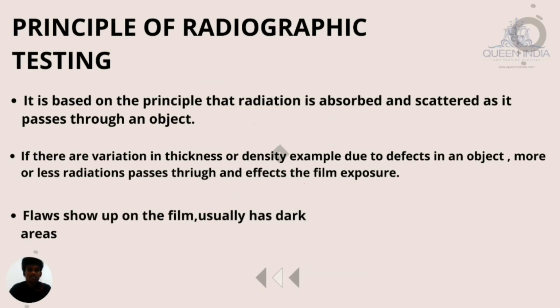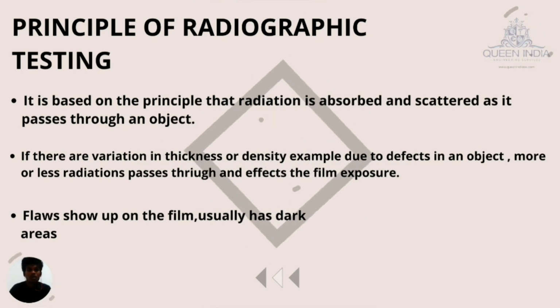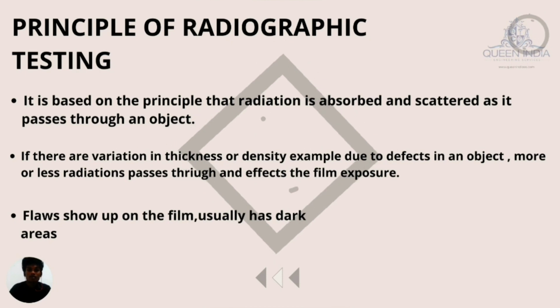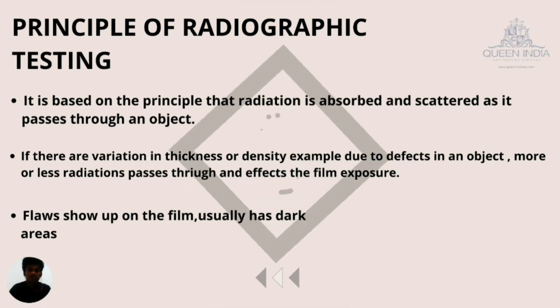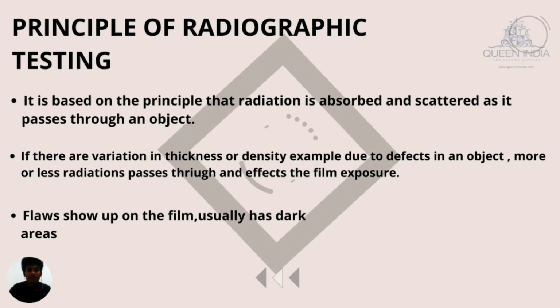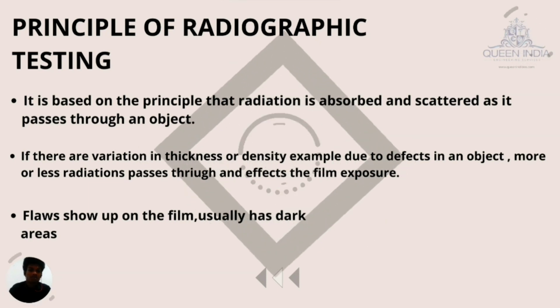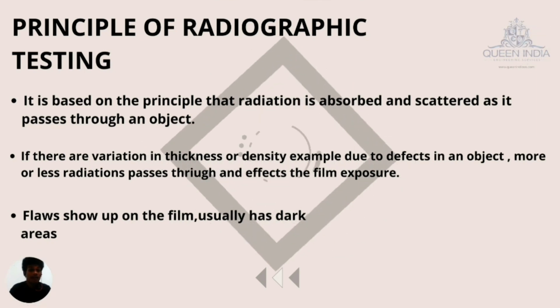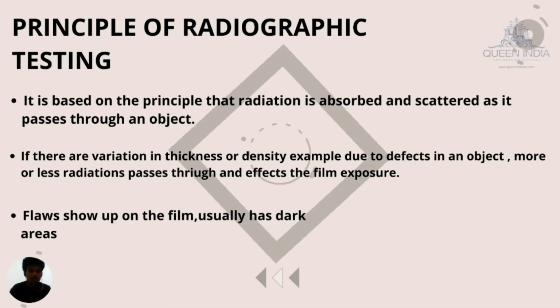Now let us see the principle of radiographic testing. The principle is that when we pass radiation through any object, the radiation will be absorbed by that particular object. The exposure of the film will be affected if there are any variations in the thickness or density of the material due to defects in that object. Here, the flaws in that material will be identified by the darker areas in the film.